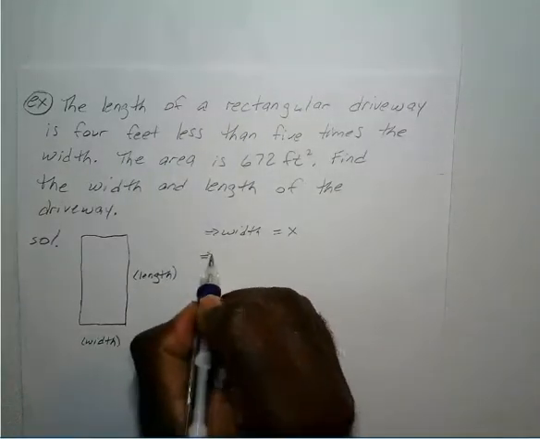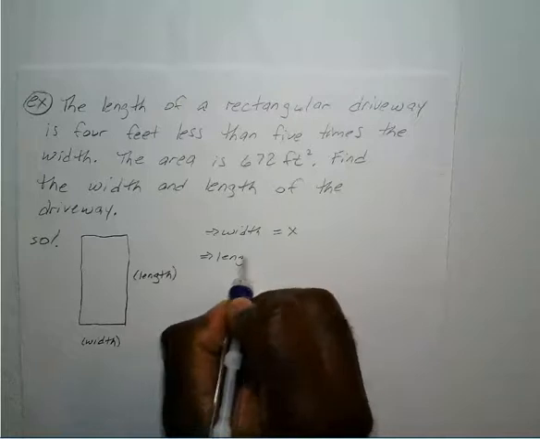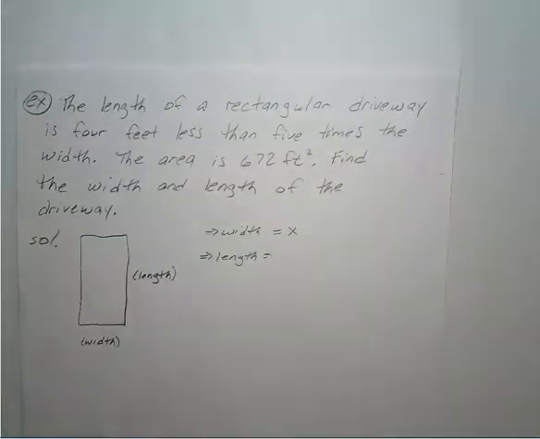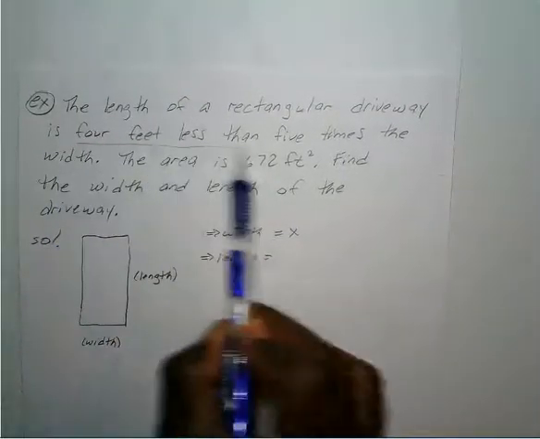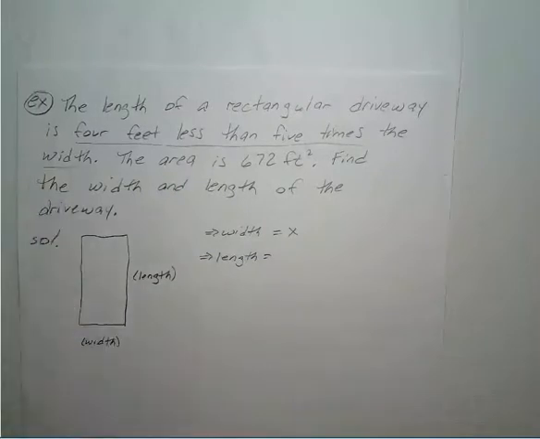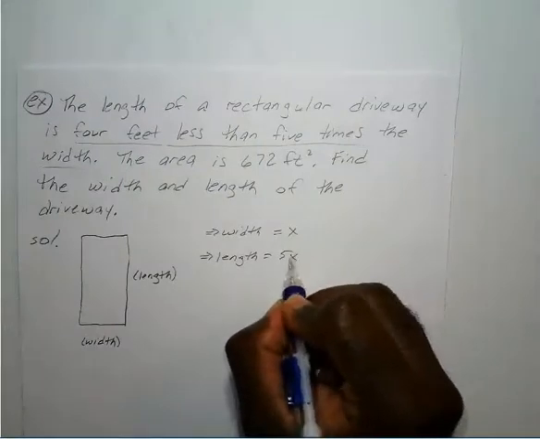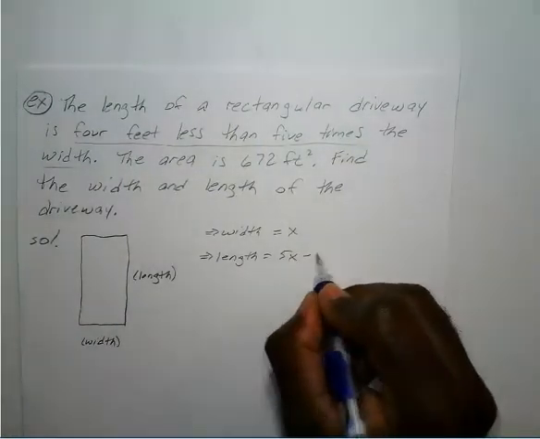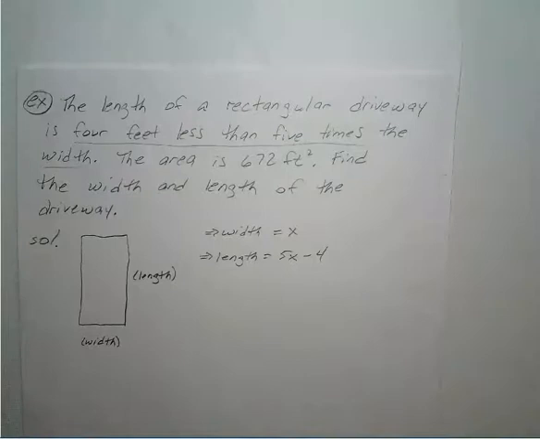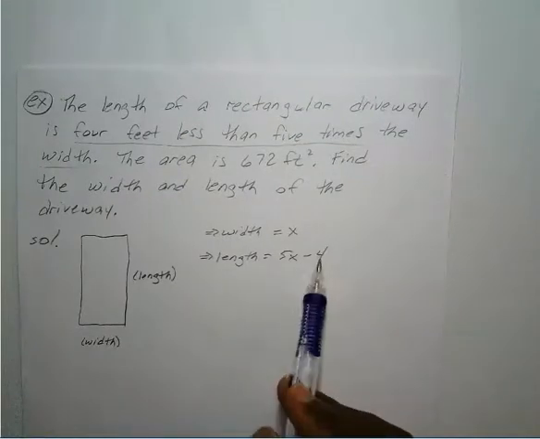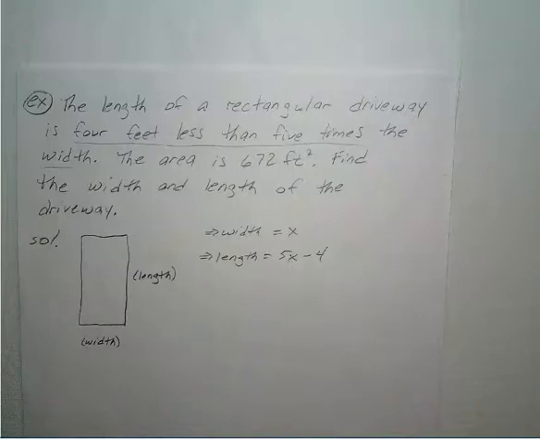And our length is equal to 4 feet less than 5 times the width. Okay. So we have 5 times the width, but 4 feet less than that. Okay, 4 feet less than 5 times the width.